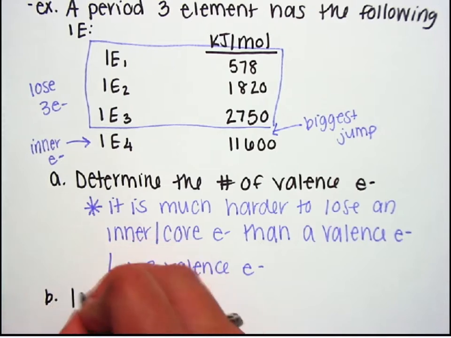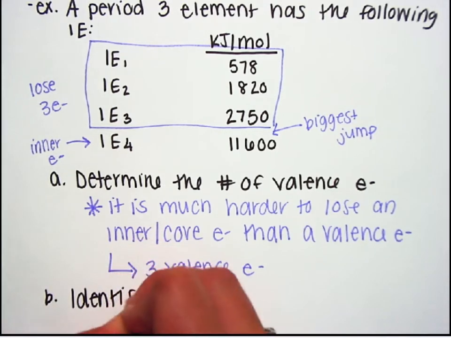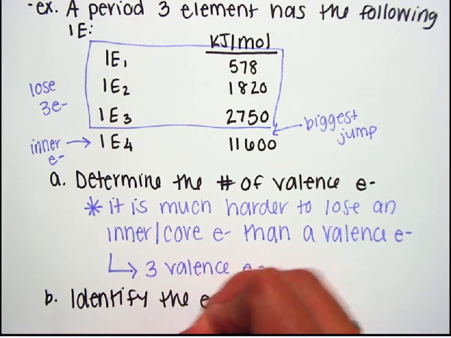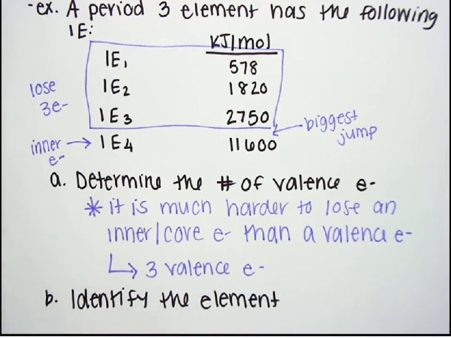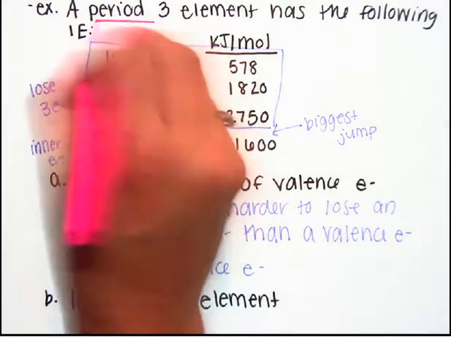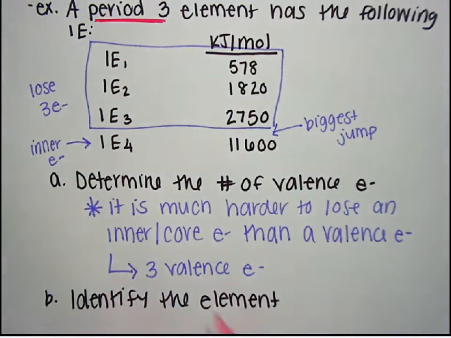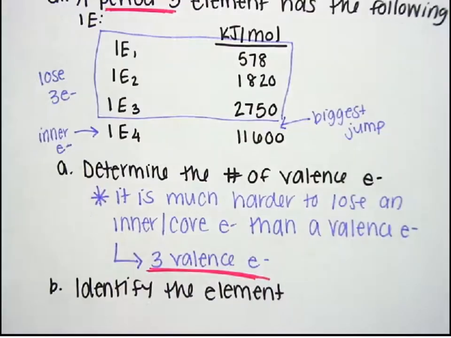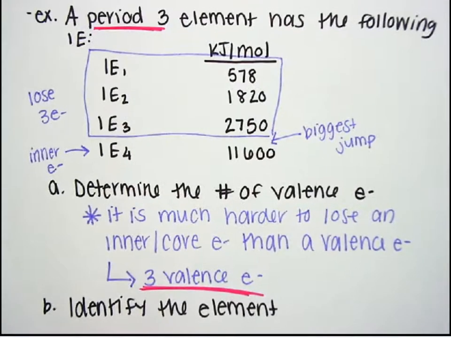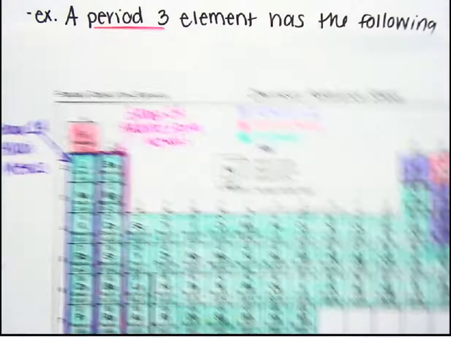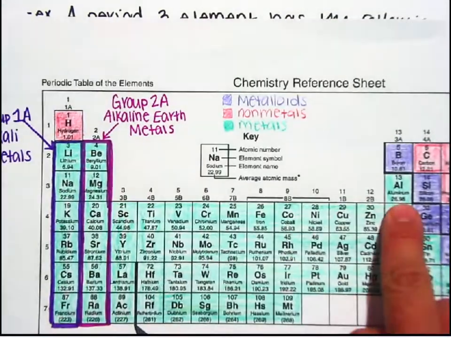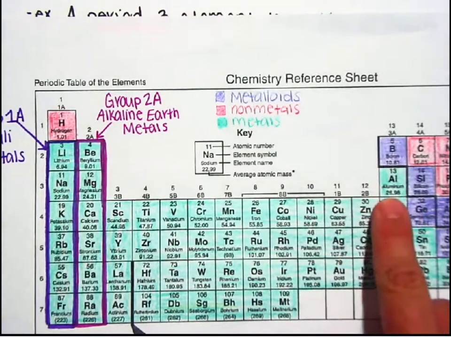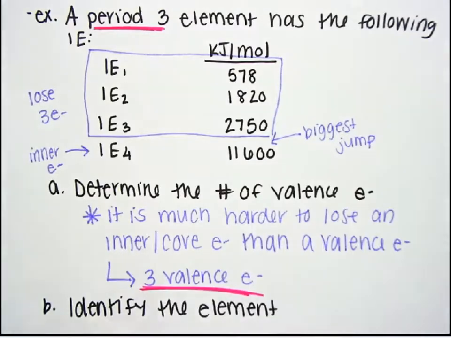Once you know the number of valence electrons, you should be able to identify the element. And we need 2 pieces of information to do that. First, we need to know that it's in period 3. Next, we need to know that it has 3 valence electrons. So I can head to my periodic table. I can find the period 3 element that has 3 valence electrons. This element is aluminum.